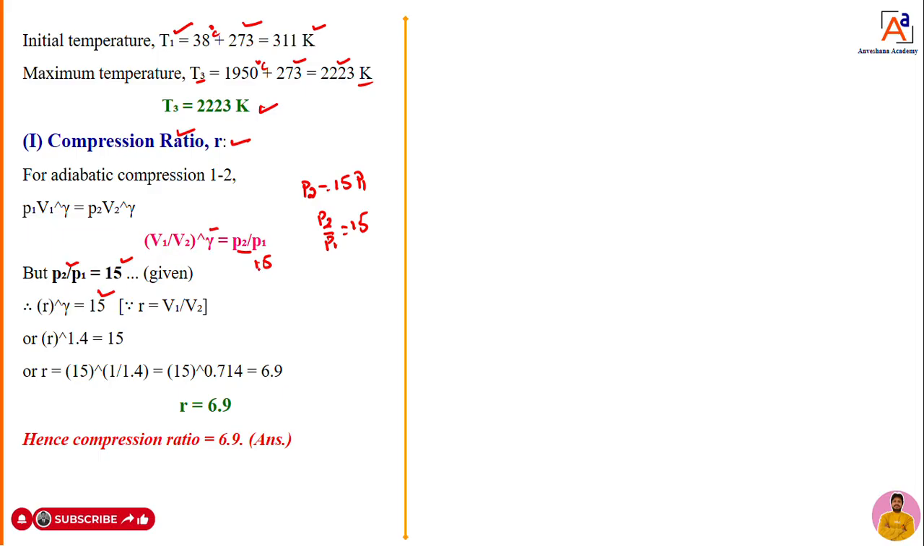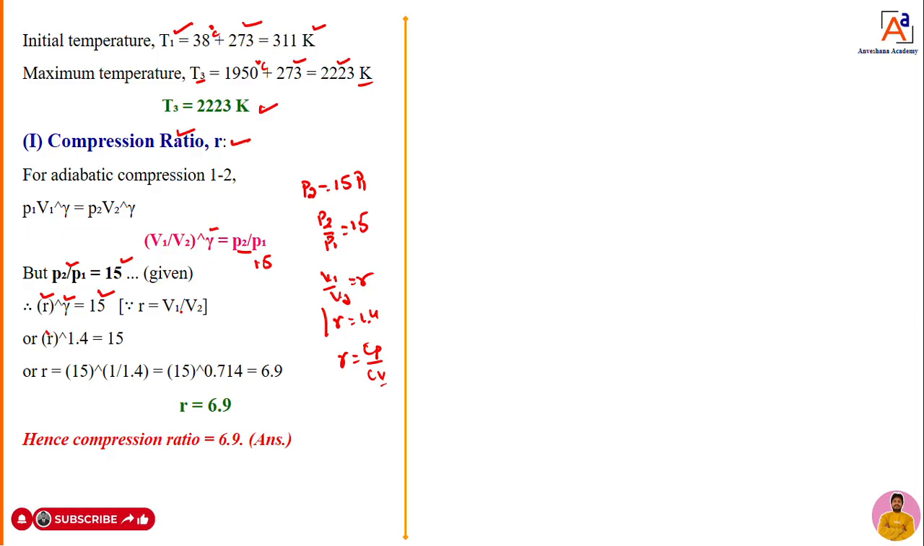But V1 by V2 is nothing but what? V1 by V2, that also I told you, is the compression ratio, that is small r. So small r to the power of gamma is equal to 15. Now what is the gamma value? Gamma value is 1.4. How did you get this 1.4? Gamma is nothing but the specific heat of air at constant pressure to the constant volume. So you will get 1.4.